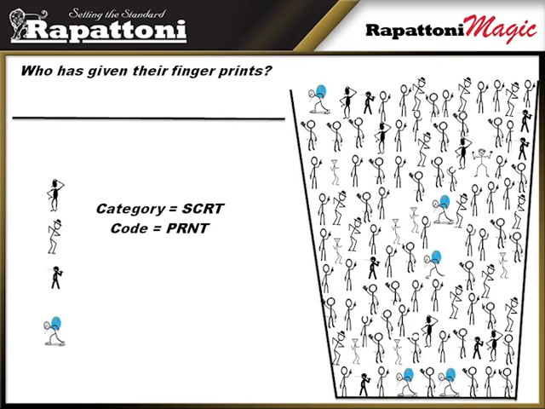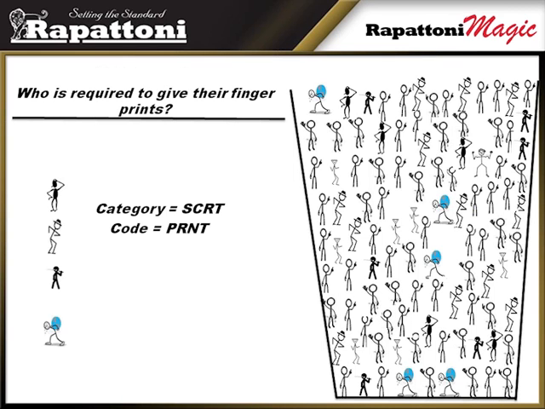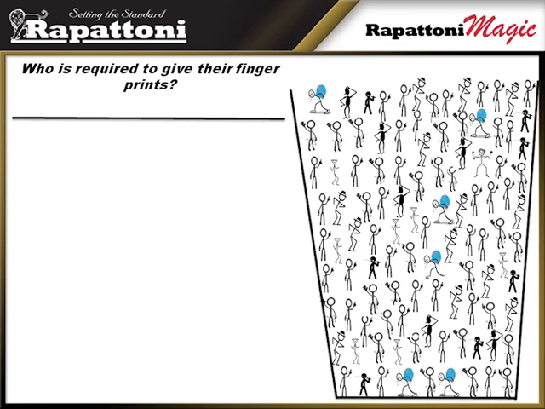We created a category, security, and a code, which is print for fingerprints, and we pulled a selection of members who had actually come in and provided their fingerprints. So we now know who has given their fingerprints. But how do we know who is required to give their fingerprints and who has actually not given their fingerprints? So the question we're asking now: who is required to give their fingerprints?